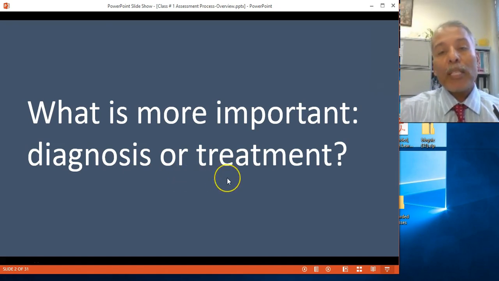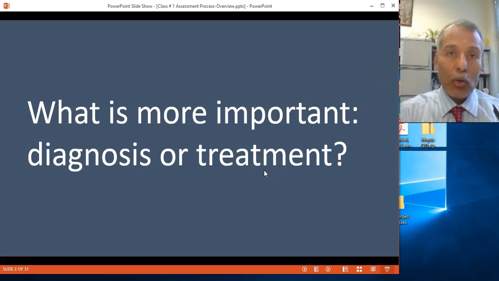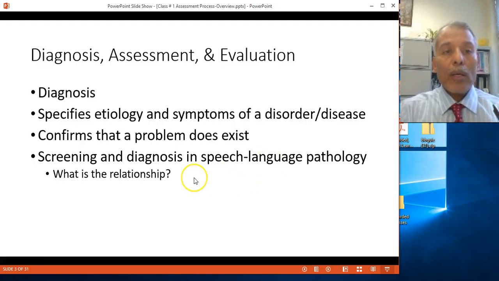So treatment has to start after diagnosing the problem, because diagnosis or assessment determines if there is a problem and the magnitude of that problem, how serious, how severe, and so on. So diagnosis is specifying the etiology, naming the disorder, specifying the causes of it, explaining this, listing the symptoms, and in a very objective way.